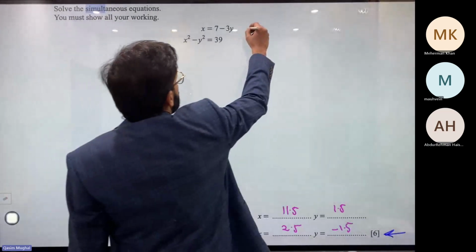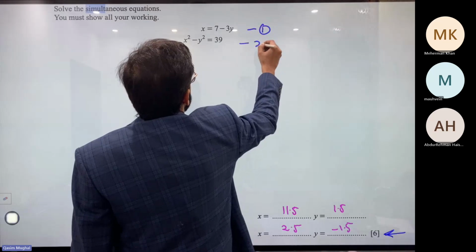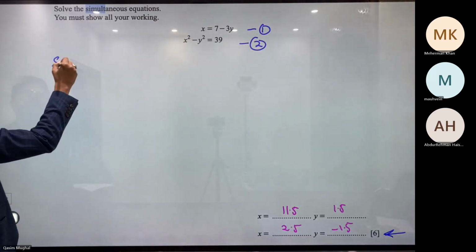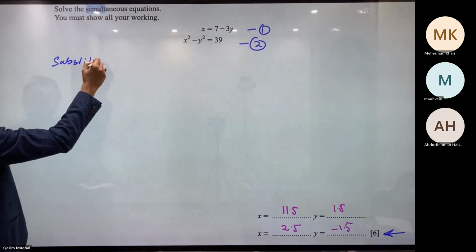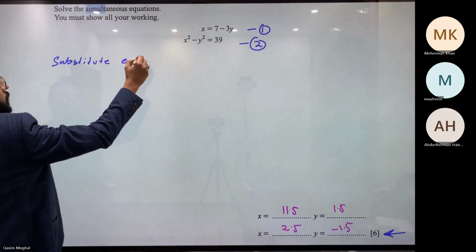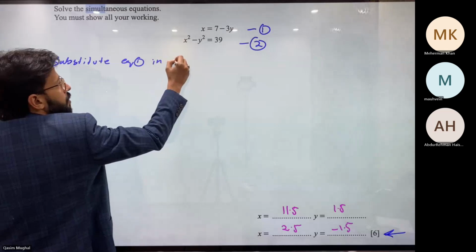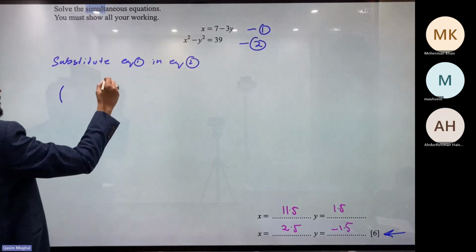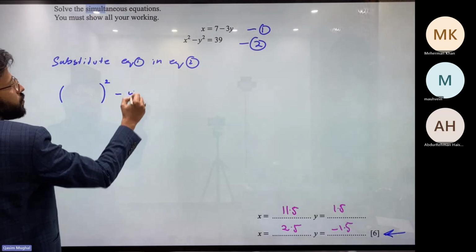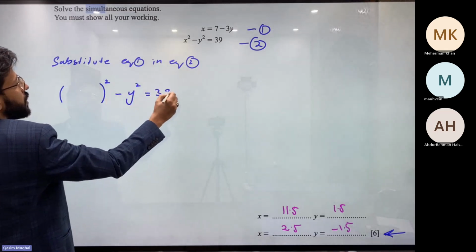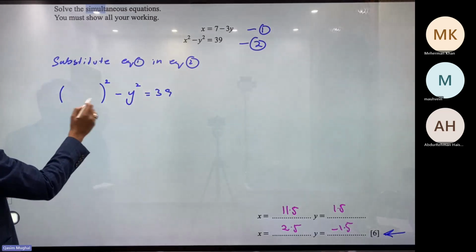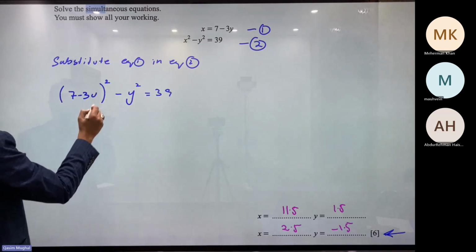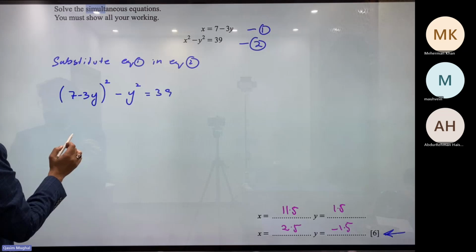Okay, if you look carefully in equation 1, x is already the subject. So I'm going to substitute equation 1 in equation 2. So x squared minus y squared equals 39. What is the value of x from equation 1, which I need to substitute in here? 7 minus 3y. Now, what does this look like?